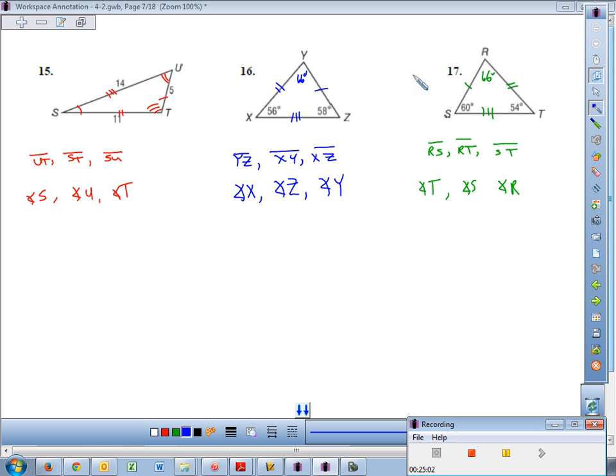Since we skipped 15, 16, and 17, you'll notice on 16 and 17 they were missing an angle. You probably better figure that out first using the triangle sum theorem. Then you could tick it up and arc it up, etc.